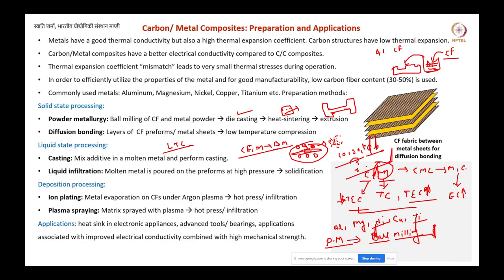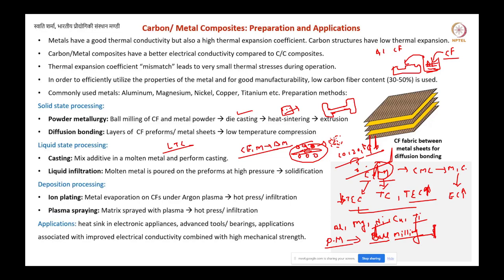Liquid infiltration is another kind of manufacturing process from which you can manufacture the CMC. Here molten metal is poured on the preforms at high pressure, and then you will do the solidification. In the deposition process, ion plating, you will use metal evaporation techniques on carbon fiber under argon plasma. You have to maintain the plasma, and then you will do the hot press auto infiltration. Plasma spraying is also a deposition technique where the matrix is sprayed with plasma, followed by the hot press auto infiltration.